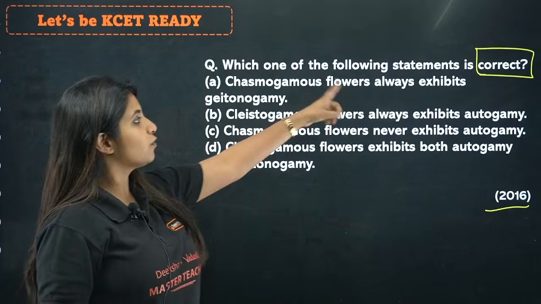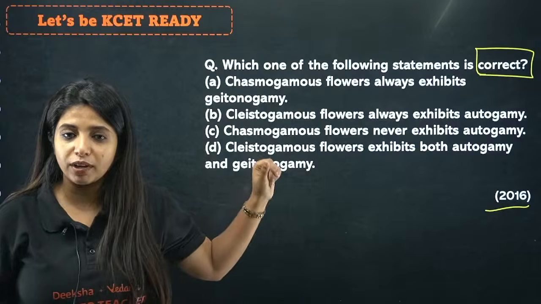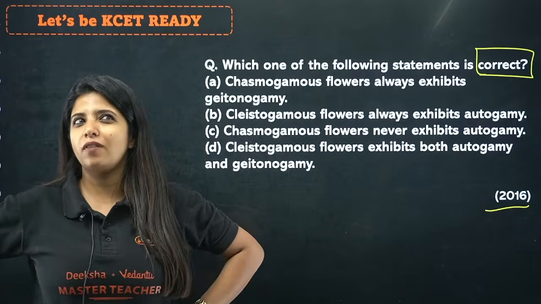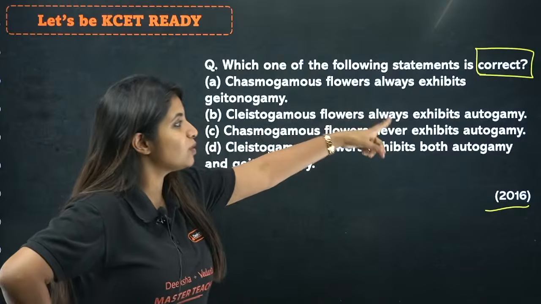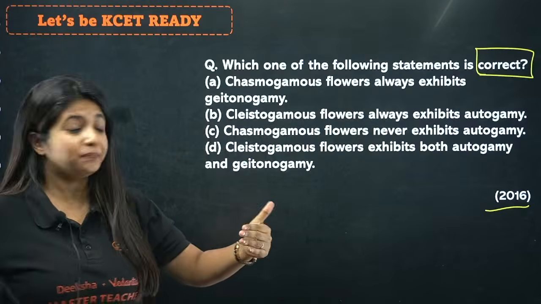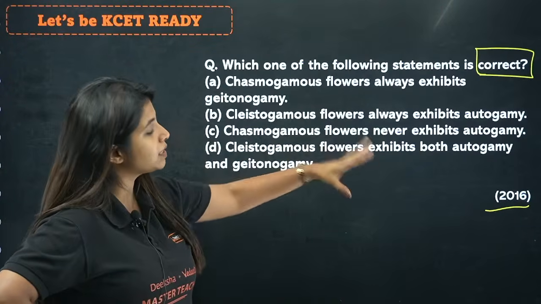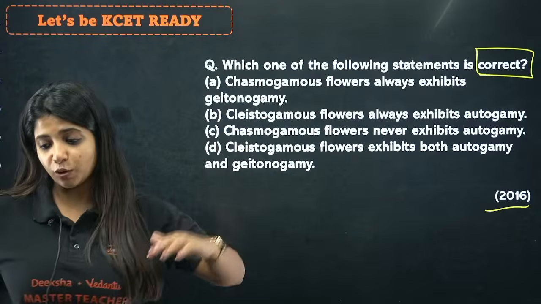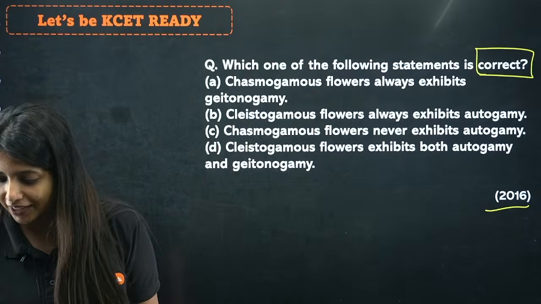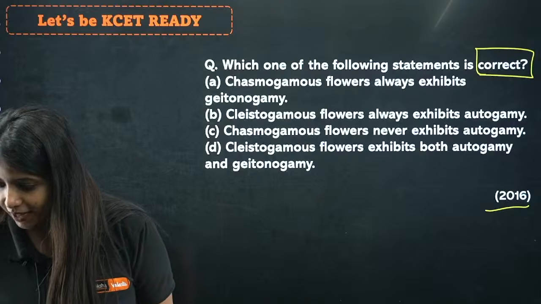Now, chasmogamous flowers always exhibit geitonogamy. Is it? Chasmogamous, open flowers, always exhibit geitonogamy? Cleistogamous flowers always exhibit autogamy. Chasmogamous flowers never exhibit autogamy. Cleistogamous flowers exhibit both autogamy and geitonogamy. What do you think is the answer? Kavita says the answer for this question is B.